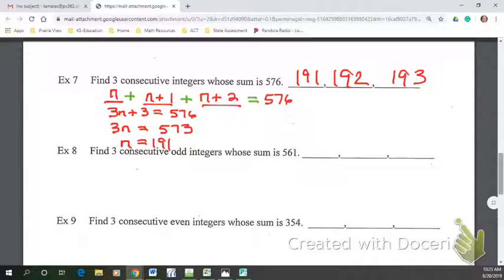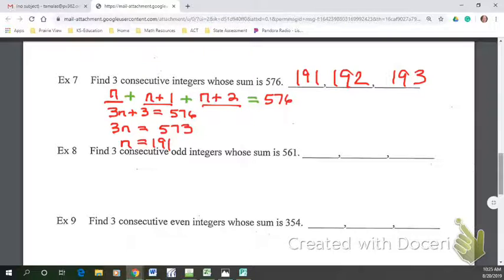Okay, ACT is a timed test. You want to be as fast as you can. You just learned a valuable shortcut. Same with Mathletes, if that's ever on a Mathletes test. All right, so example 8 is the exact same type of problem except for what?